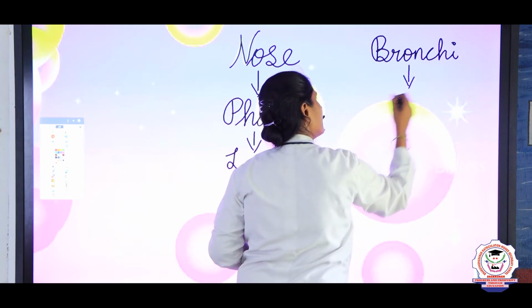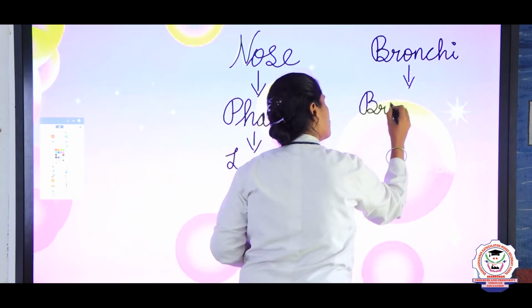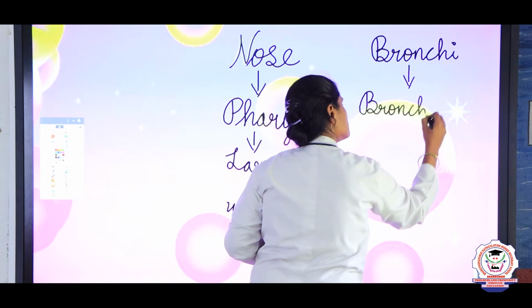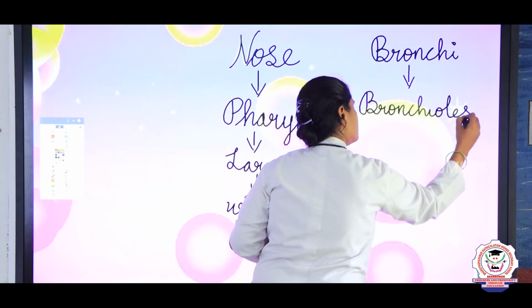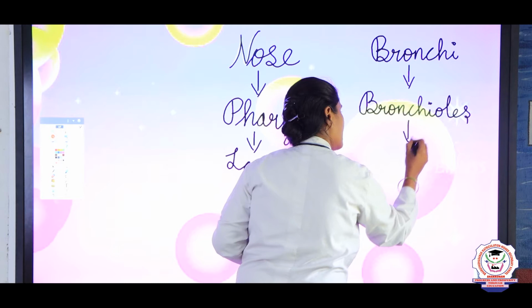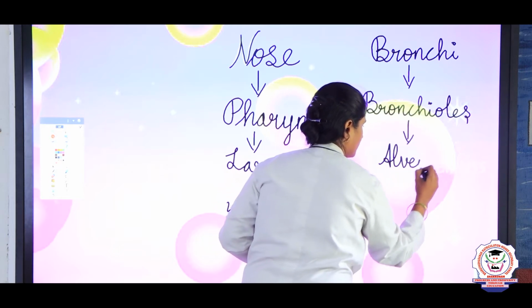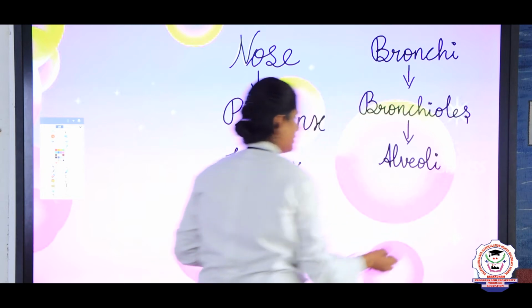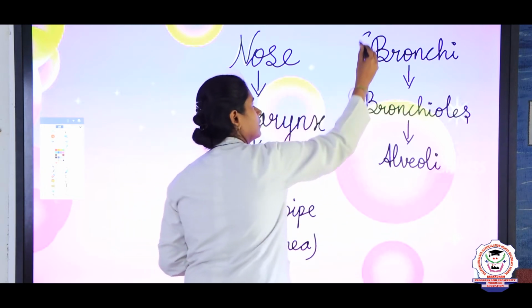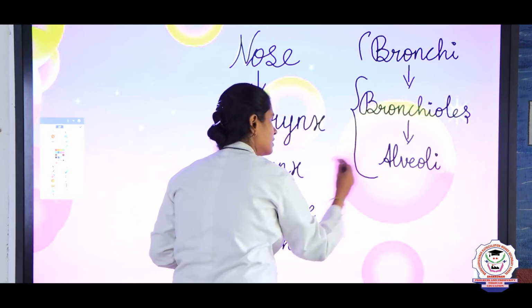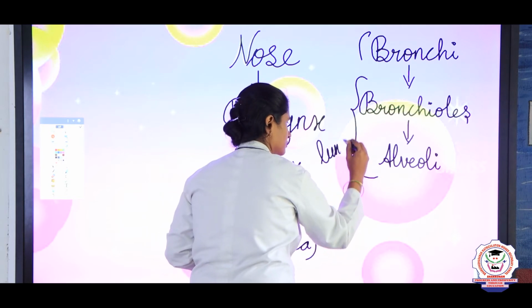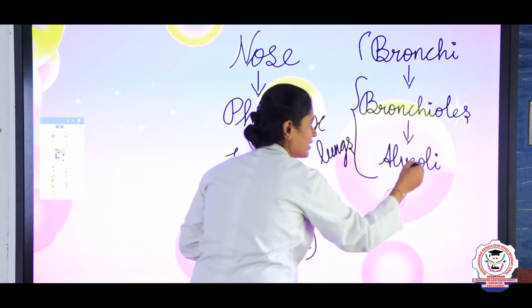and from the bronchi the air enters into the bronchioles, and each bronchiole is connected with the air sac-like structure which is known as alveoli, right. So, this you can see from here, the lungs are present. So, inside the lungs we can see all this.